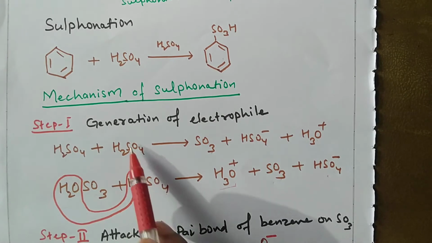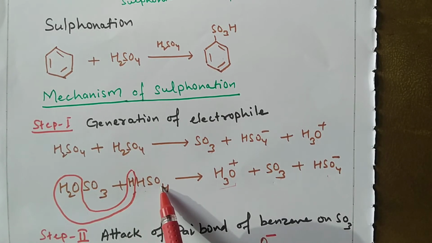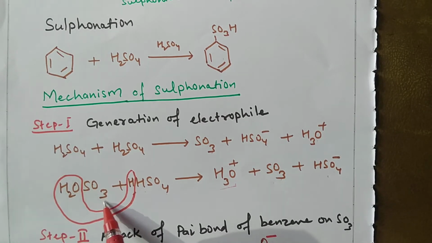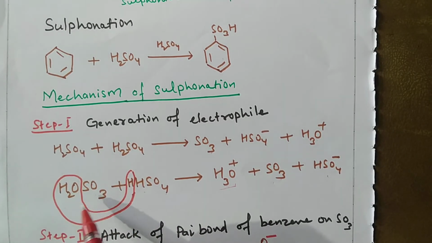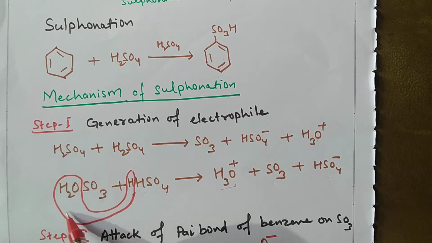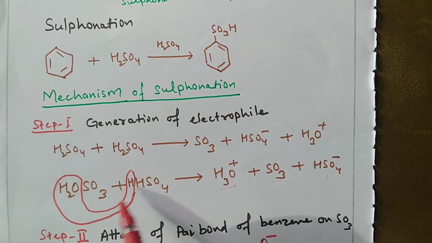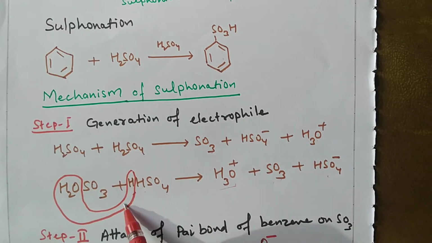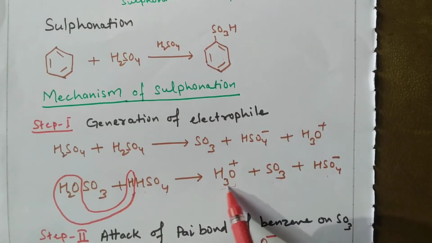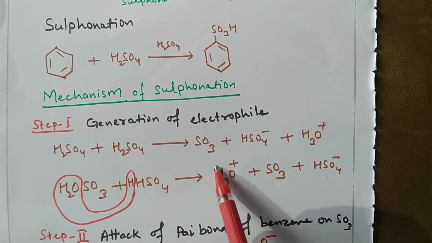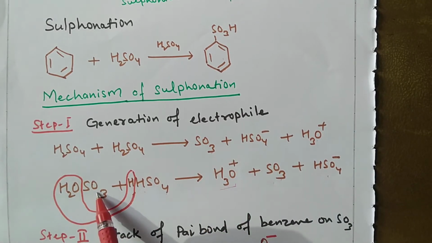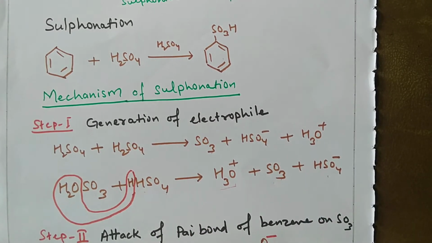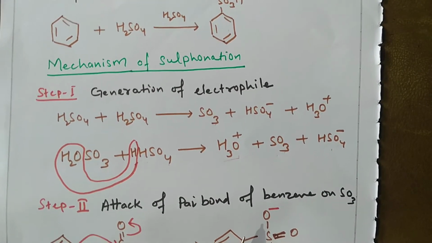So this one H2SO4 is written as HHSO4 and this H2SO4 is written as H2O, SO3. Now what happened? One molecule of H2O of this H2SO4 and another hydrogen atom of this H2SO4 reacted to form H3O plus ion. So H3O plus is formed, and this one is SO3 and this one is HSO4 minus. Now here the electrophile is generated.